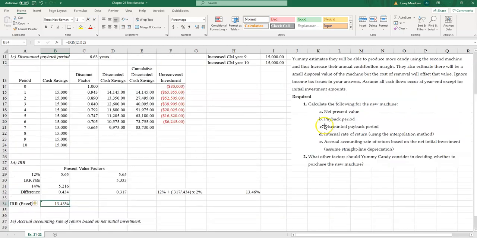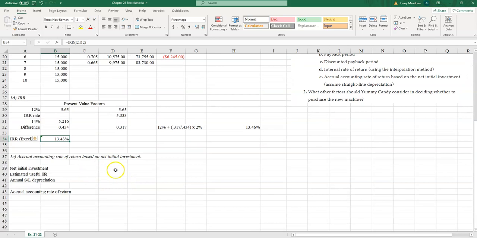And then part E, we have to account for the accrual accounting rate of return based on the net investment method. Remember, the book actually illustrates two methods, and it also points out that different companies may have different methods of doing this. So we're only going to look at the net initial investment method here. So what's my net initial investment? My net initial investment is what, $80,000.